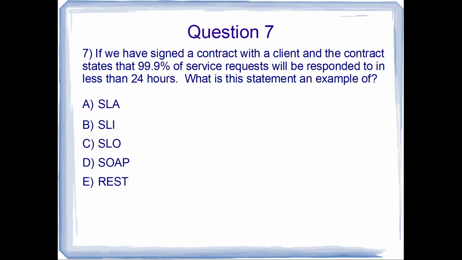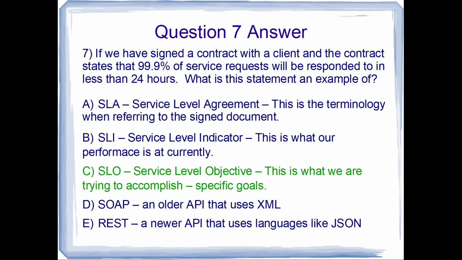If we've signed a contract with a client and the contract states that 99% of service requests will be responded to in less than 24 hours, what kind of statement is that? Where we're saying we will respond to those service requests 99% of the time within 24 hours. Is that an SLA, an SLI, an SLO, SOAP, or REST? If you said SLO, you'd be completely correct.